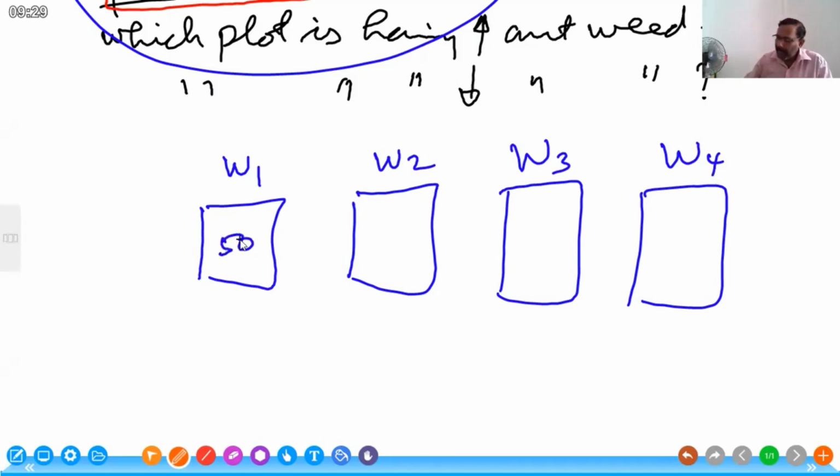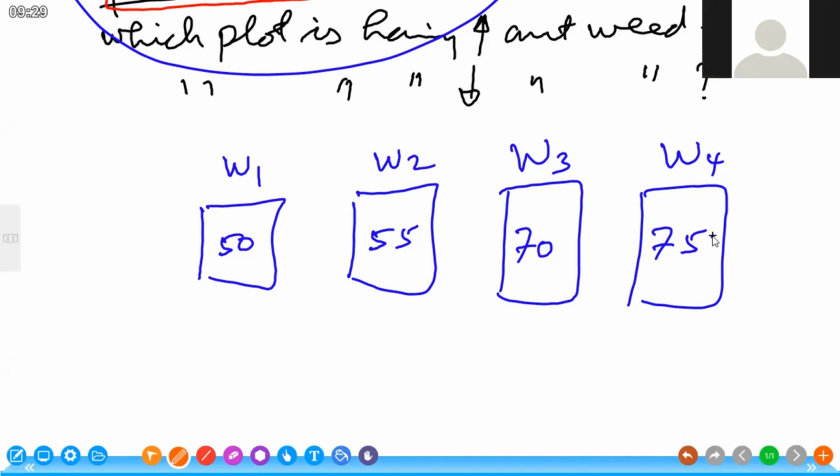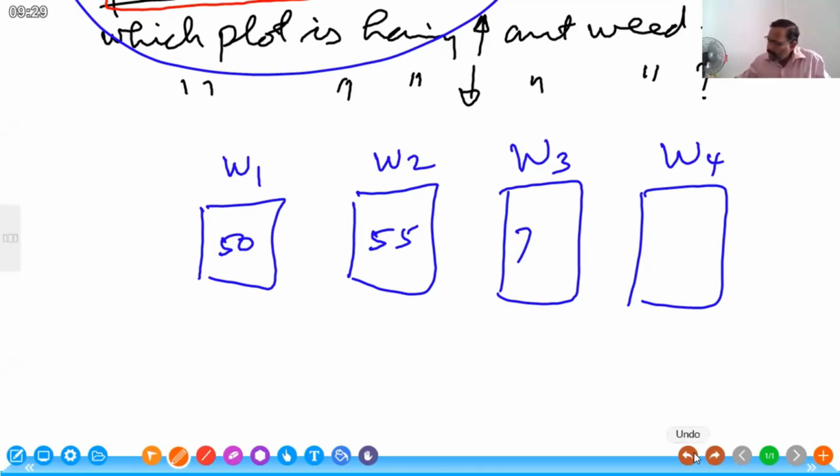Let's say I am having here 50 weeds, here I am having 55, here I am having 70, here I am having 75. Do you think this is a good experiment? No, sir. No, why? Because we are not giving equal opportunity to see which weedicide is performing better, right? Now you see, what about this now?